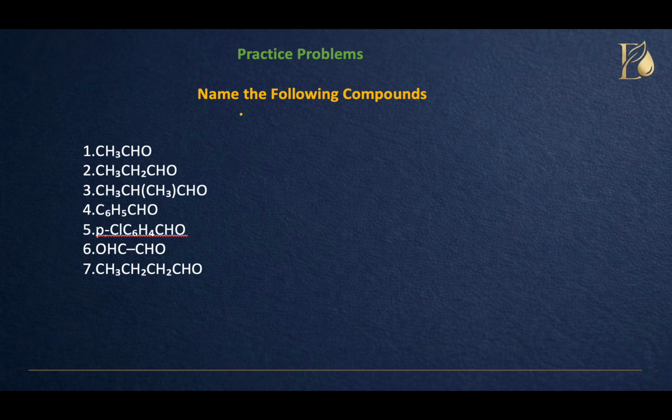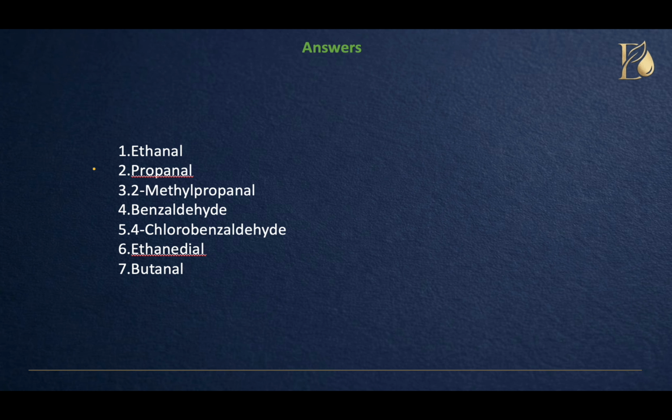Now we should do some problems. We try to draw this structure, para-chloro C6H4CHO. Okay, so what will be the name of this compound? This has 2 carbon atoms. So in IUPAC naming, what is the general term? We have to add al at the end, right? So this is ethanal, right? Like this you can solve these problems. Try to solve them yourself, and you can cross-check with the answers.